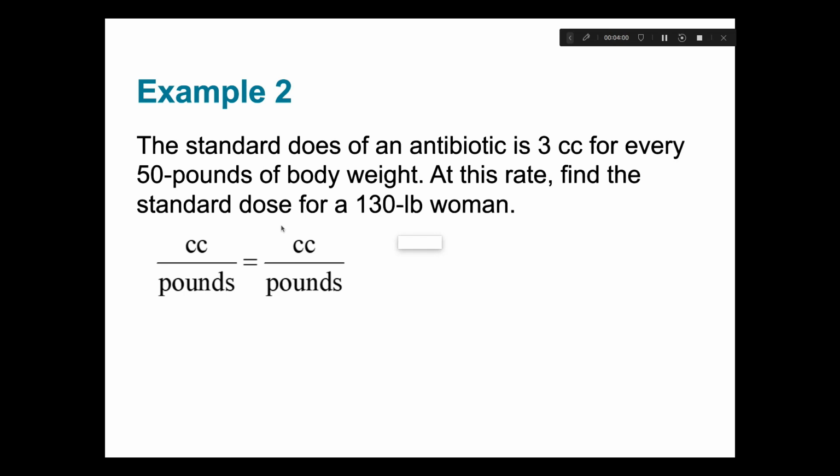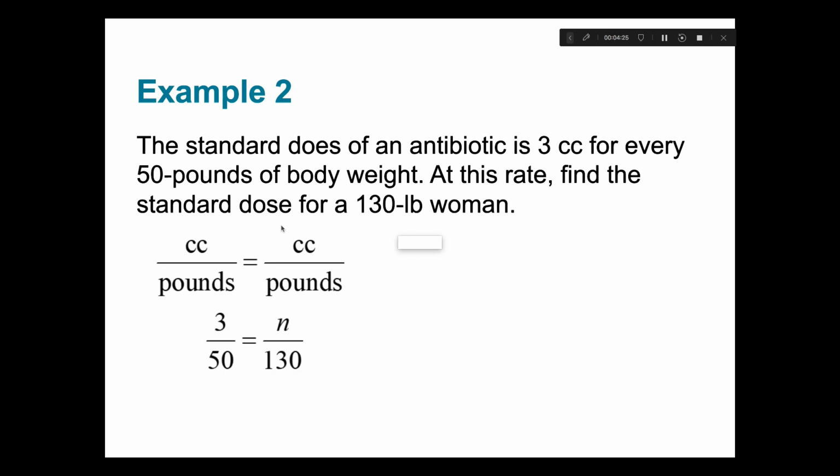Then we fill in our numbers. What numbers do we know? 3, 50. So 3 for every 50. And we are trying to find the cc's for 130. How do I solve this? 3 times 130 divided by 50.